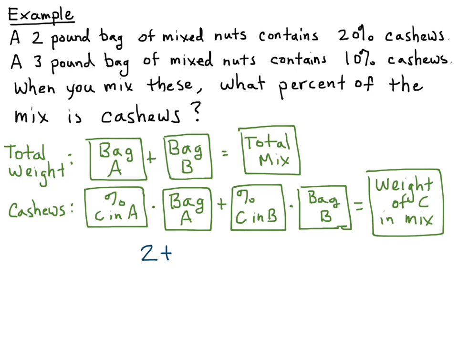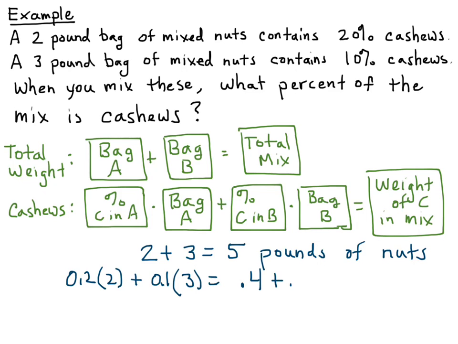So if I make a formula here, I have 2 pounds plus 3 pounds, I'm going to have a total of 5 pounds. And then here, this is the more subtle part, I'm going to take my 20% of 2 pounds of cashews. That means I'm going to have 0.4 pounds of cashews from the first bag. And then I'm going to take 10% of 3 pounds, and so I'll have 0.3 pounds of cashews. And so my total, when I add those two together, I get 7/10 of a pound of cashews.